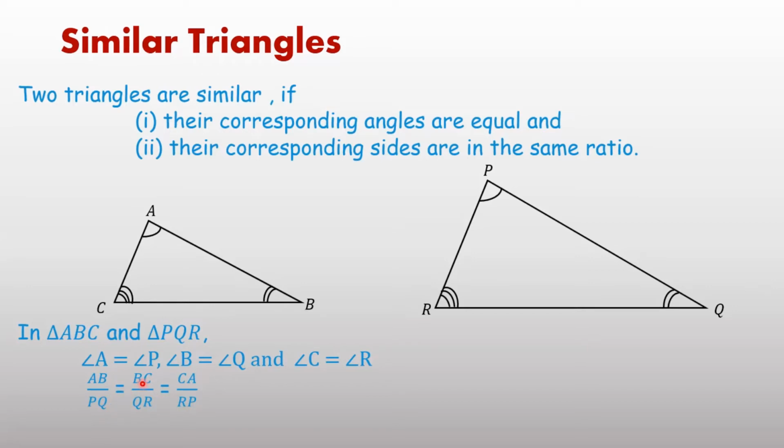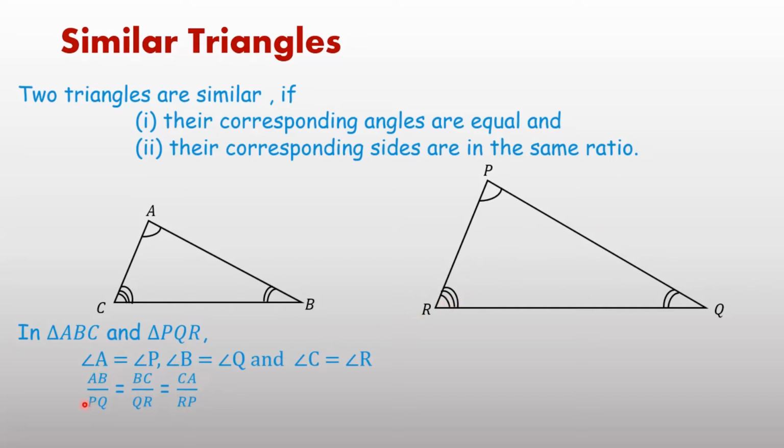Similarly, BC is opposite to angle A, and A equal to P, and opposite to P is QR. Therefore, BC upon QR. And then third side, CA, upon same pattern. CA is opposite to B, and B equal to Q, and opposite to Q is PR or RP.